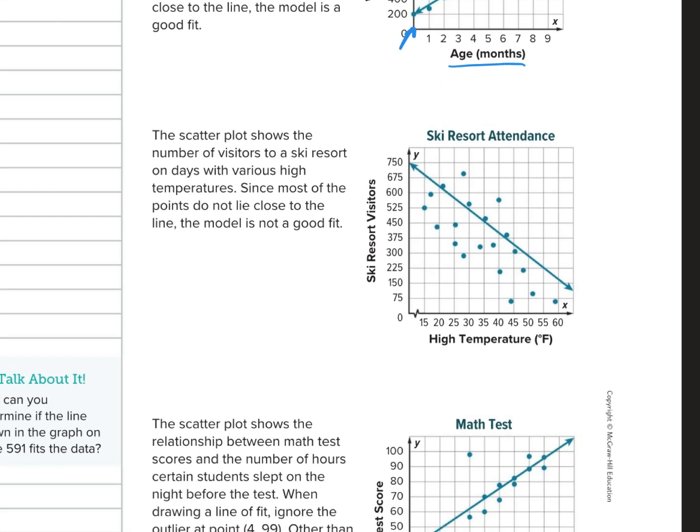This one has ski resort attendance, and we have the number of visitors and how high the temperature is. The line of fit here doesn't really go through the middle of the data. This is not a real good fit. If I wanted a better fit for this, my line would be somewhere closer down this way, to where you have roughly half the points above, half below.